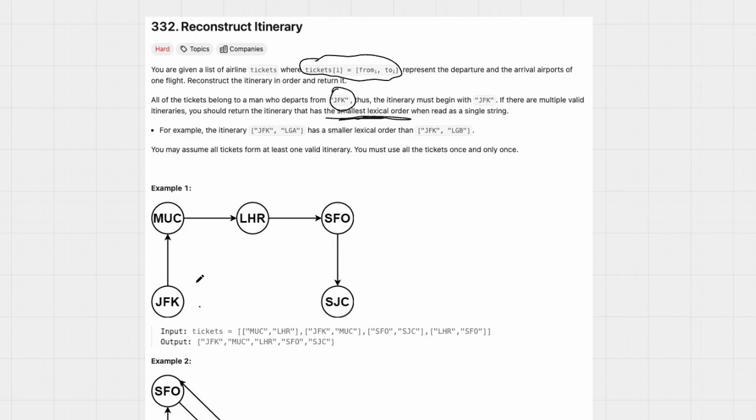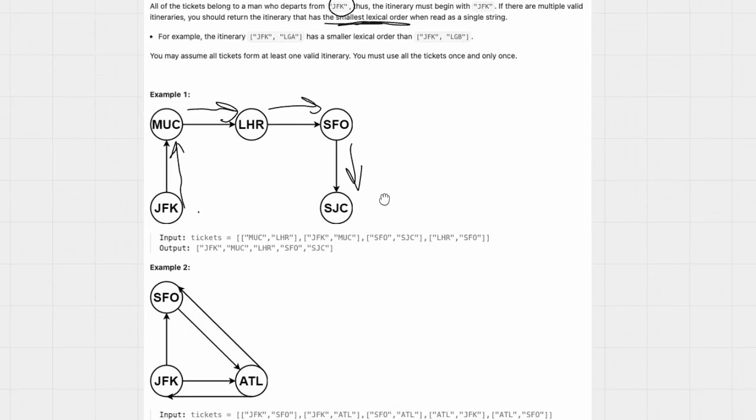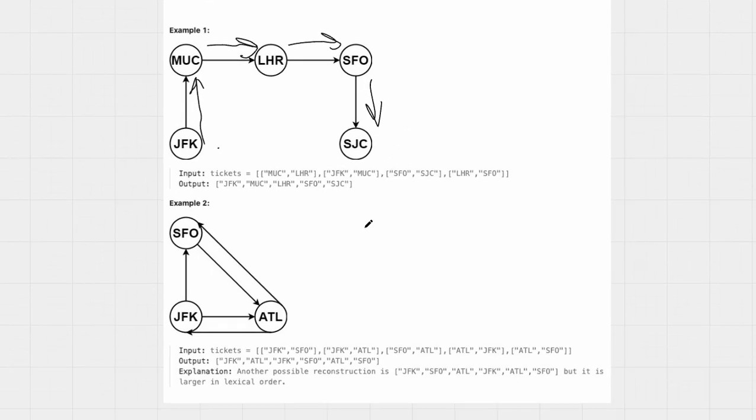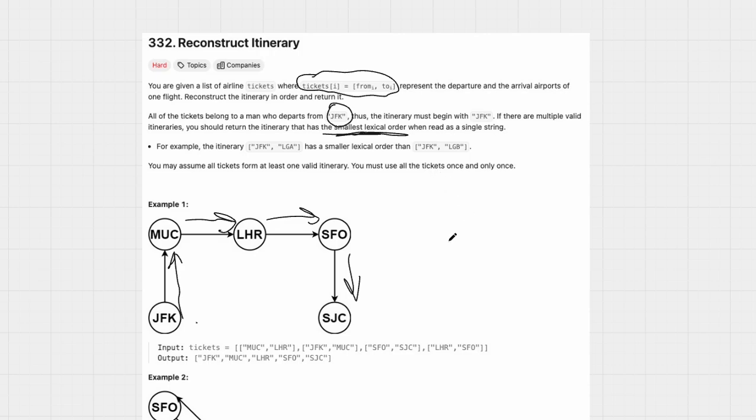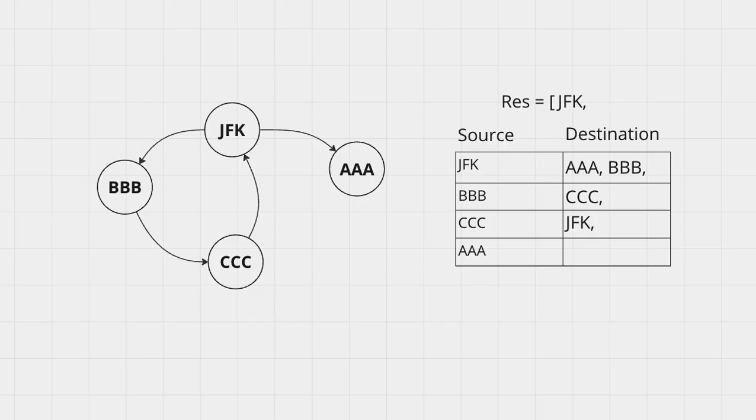So example one is quite simple. You can see that we can start at JFK, then we go to MUC, then LHR, SFO, and SJC. But there will be more complex cases like you see in example 2. I actually like this problem a lot because it touches some very interesting concepts. So I'm going to touch on brute force backtracking, and then I'm going to explain what's called the Hierholzer algorithm. Let's skip to discussing solutions.